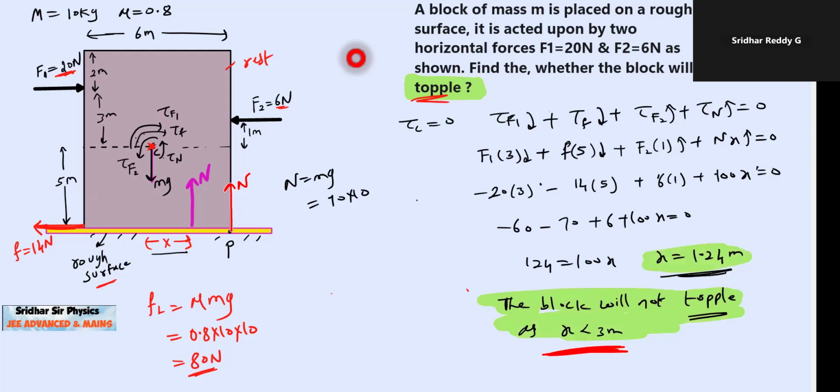Okay, kids, this is about the multiple forces acting. So we'll just analyze once. It will be easy for you.